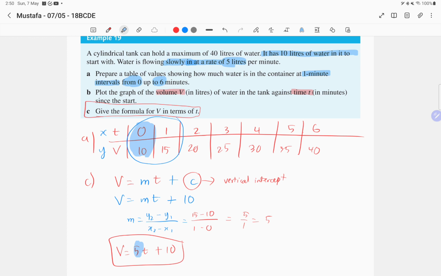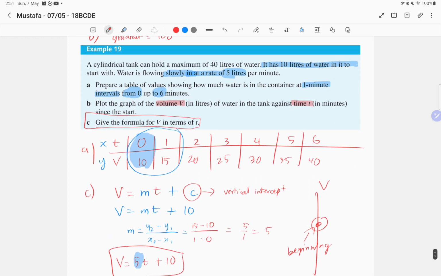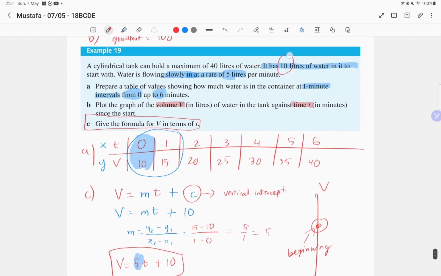The idea is that from the y-intercept, or in this case the v-intercept, it either goes up in this case or it goes down. But this is normally the beginning. This is normally what the beginning value will be. Right? For now. Okay, so that's why it's plus 10, because 10 in the beginning.